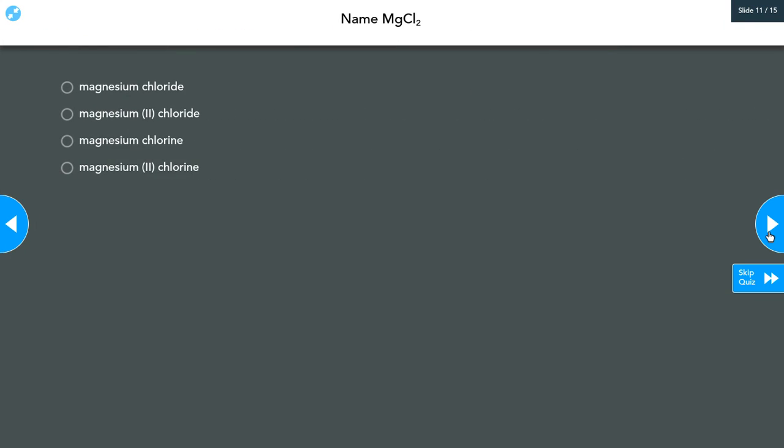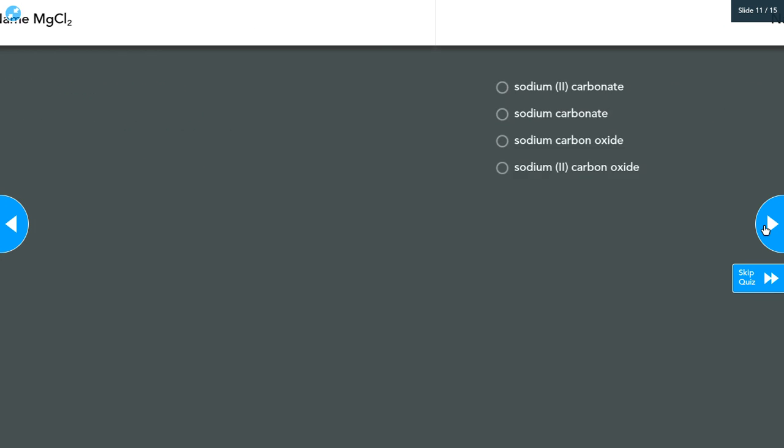So if we wanted to name MgCl2, Mg is magnesium and Cl is just chlorine. So that would just be called magnesium chloride. We do not need to use the Roman numerals because magnesium is not a transition metal. So it's just in group 2. So it's always a 2+. There's no other choice for that one. And we do need to change the chlorine to chloride. So it would not be magnesium chlorine.